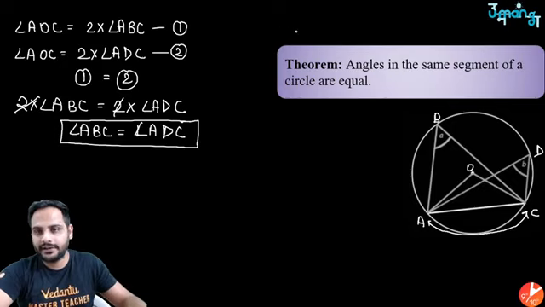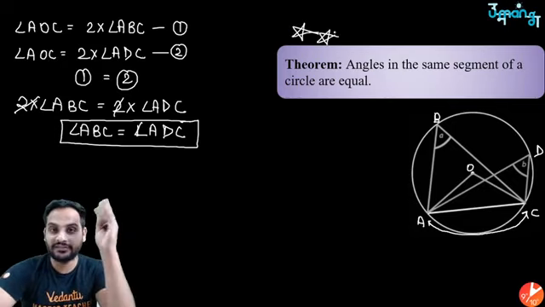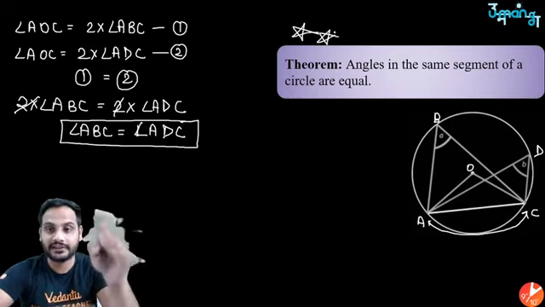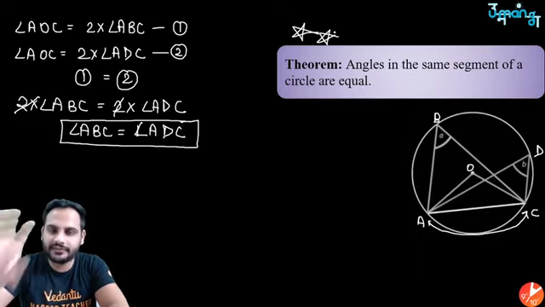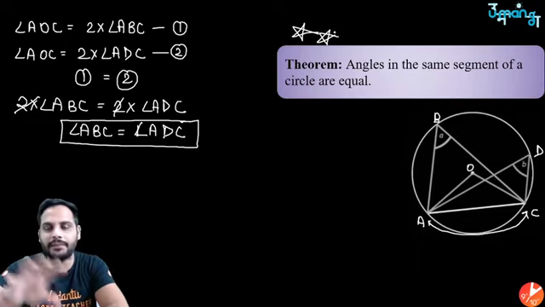This theorem is very important. The proof is very easy, but in the application, when we are solving questions, it is going to play a very important role. Why? Because whenever you are dealing with angles, always look for the segments. Many times this theorem will be used in the numerical part of the question. So it is a very important theorem for the application part, right?